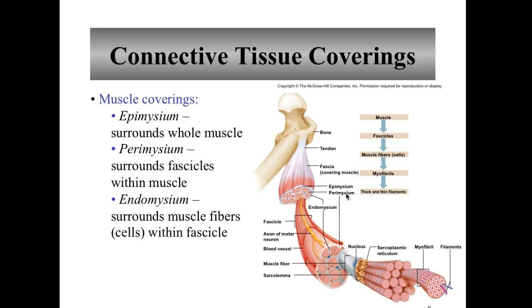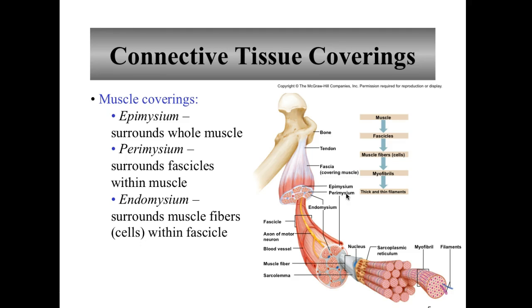Connective tissue coverings. If we break it down, we do have muscle coverings. We have the epimysium, the perimysium, and the endomysium. The epimysium is going to surround the whole muscle. The perimysium is going to surround the fascicles within the muscle. And the endomysium is going to surround the muscle fiber cells within those fascicles.